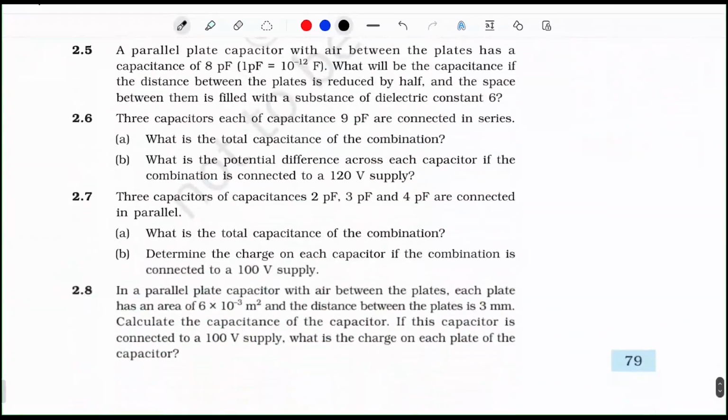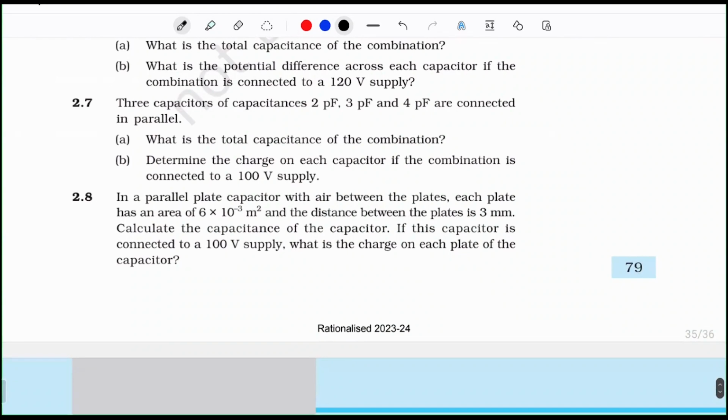All right, we will solve one more problem. 3 capacitors are connected in parallel. What is the total capacitance? Well, you have seen that parallel capacitors simply add up. So the capacitances of parallel capacitors simply add up. So you have 2 plus 3 plus 4.